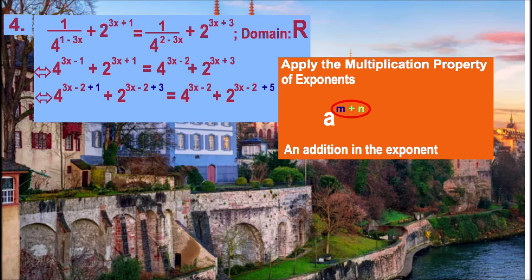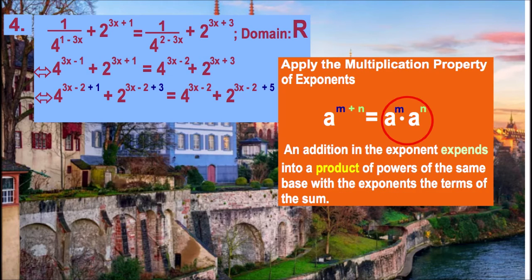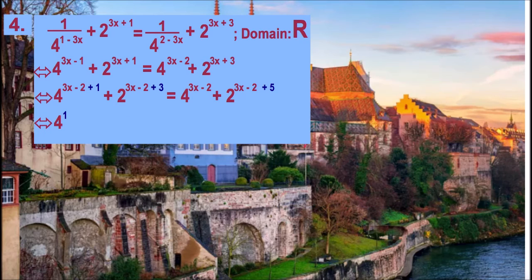Let's apply the multiplication property of exponents. An addition in the exponent expands into a product of powers of the same base with exponents the terms of the sum. So this is equivalent to 4 raised to the power 1, which is 4, times 4 raised to the power 3x minus 2, plus 2 raised to the power 3, which is 8, times 2 raised to the power 3x minus 2, which equals 4 raised to the power 3x minus 2, plus 2 raised to the power 5, which is 32, times 2 raised to the power 3x minus 2.